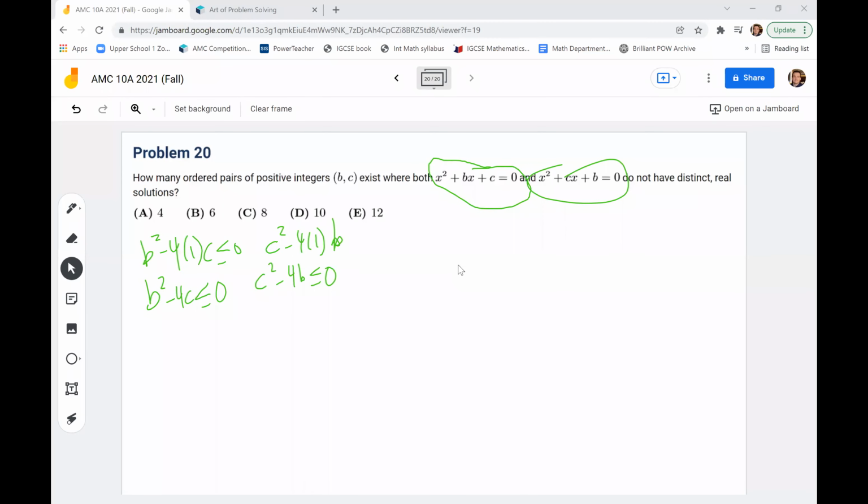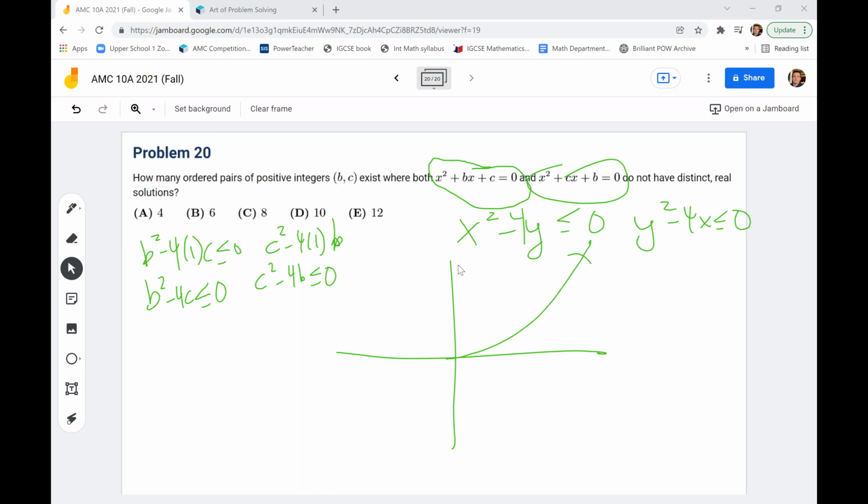So I'm essentially graphing the function: I want x squared minus 4y less than or equal to 0, and y squared minus 4x less than or equal to 0. If I graph that, well, whoops, there should be a 4 there. 4y equals x squared is y equals x squared over 4, which makes a wide parabola like this.